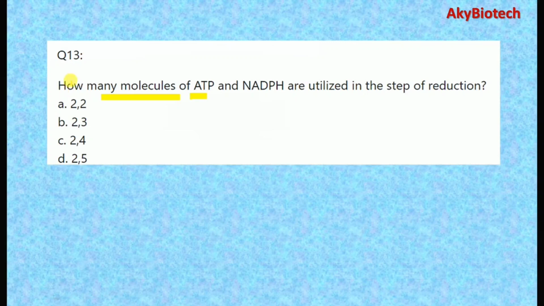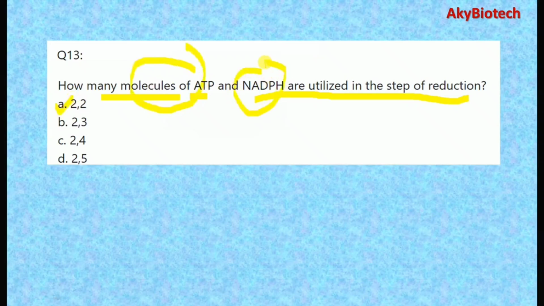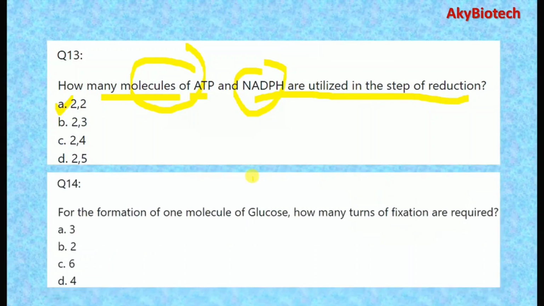How many molecules of ATP and NADPH are utilized in the step of reduction? The correct answer is this one, that is the A part. Two molecules of ATP and two molecules of NADPH are utilized in the step of reduction. Number 14. For the formation of one molecule of glucose, how many turns of fixation are required? The correct answer is, for fixation of one molecule of glucose, we require 6 turns. This is the correct option.